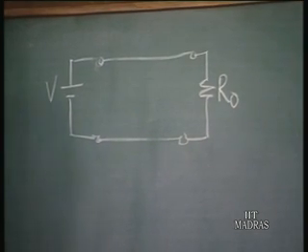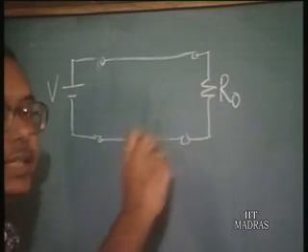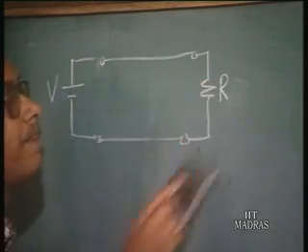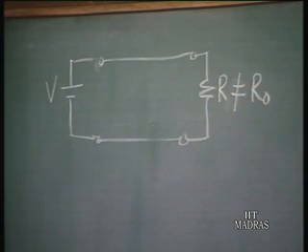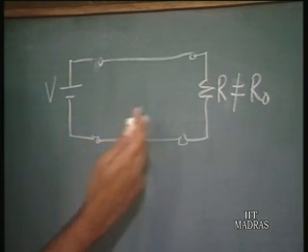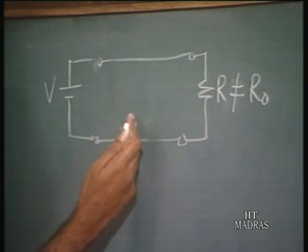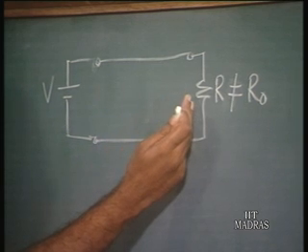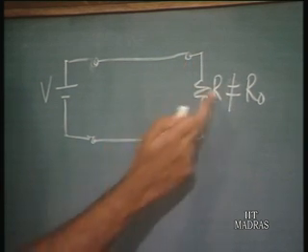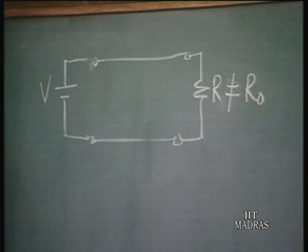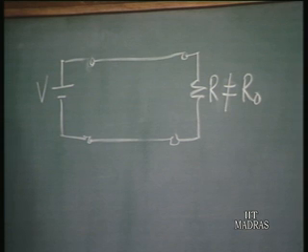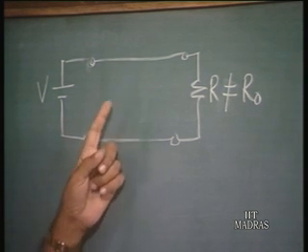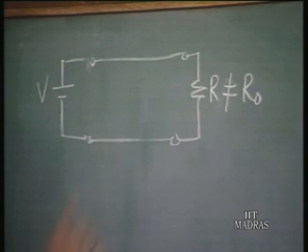But suppose this load resistance R is not equal to R naught, then what happens? Along the line, as the voltage and current fronts are moving, the ratio of voltage and current is R naught, but at the load end the ratio has to be R, which is not equal to R naught. So how do we take this into account, having a ratio of R naught along the line but a ratio R at the load end?